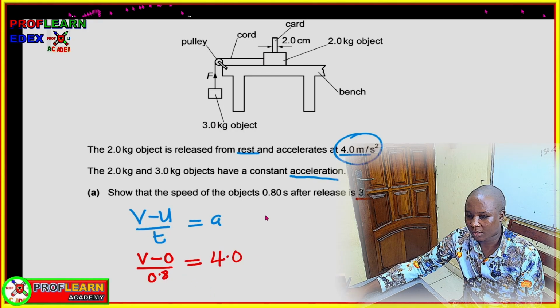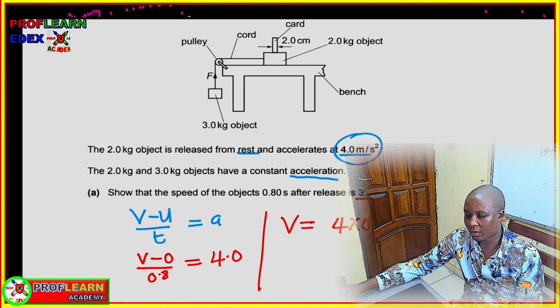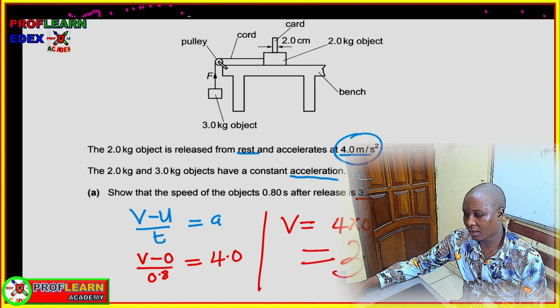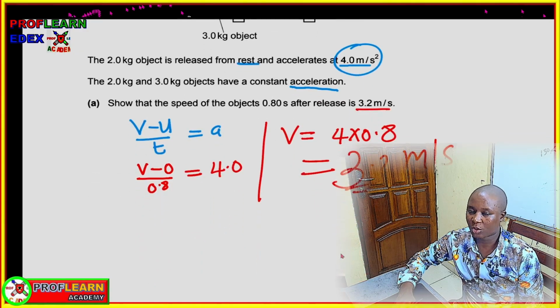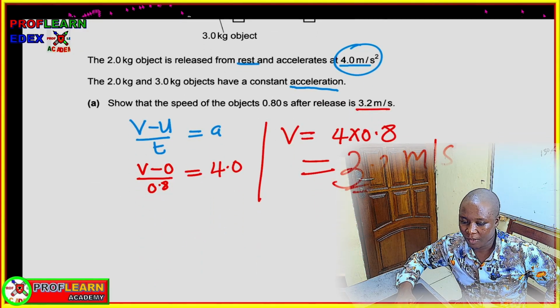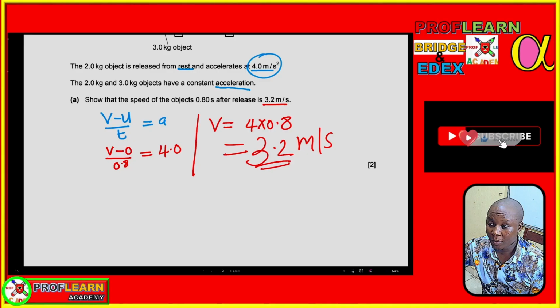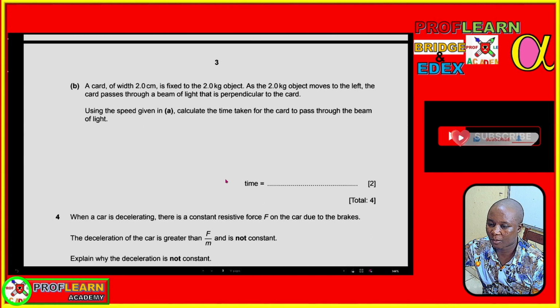So which means that if you are finding v, it is going to be 4 times 0.8. If you work it out, you are going to get your answer, 3.2 meters per second. So in the event you are given acceleration and time, and you are told to work out the speed, you can work it out comfortably using that particular formula.